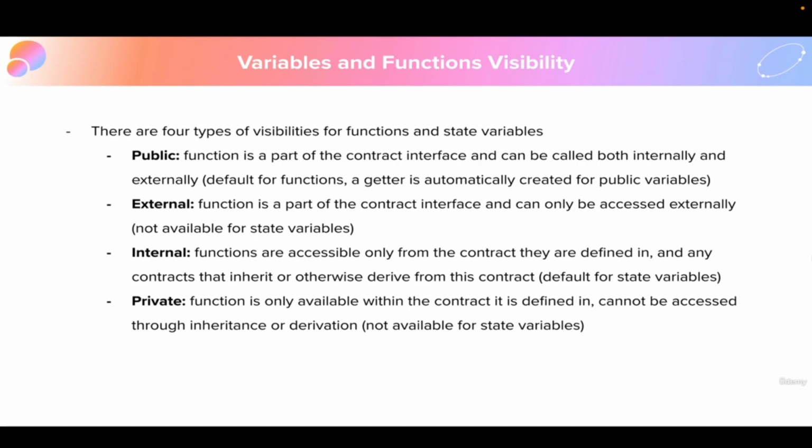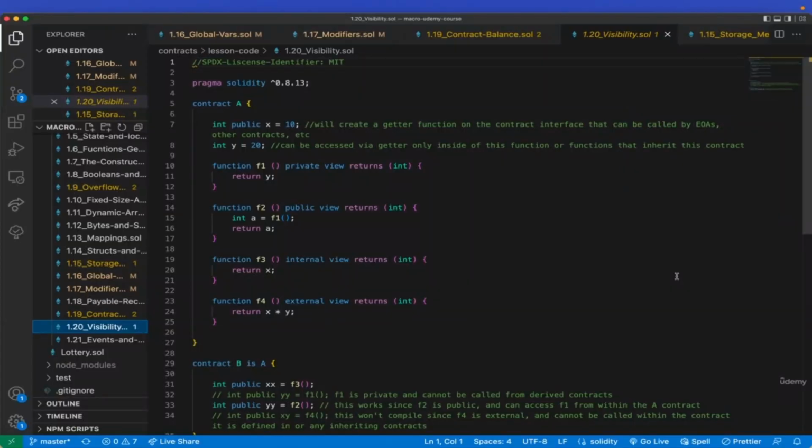Let's look at some examples in code. Here we have our contract A. We are defining 2 ints. We have an int public x is equal to 10. Because it is public, it will create a getter function and be on the contract interface that can be called by externally owned accounts and other contracts, etc. Next, we have our integer y is equal to 20. This is set to internal by default and can only be accessed via getter inside of this function or other functions that inherit this contract.